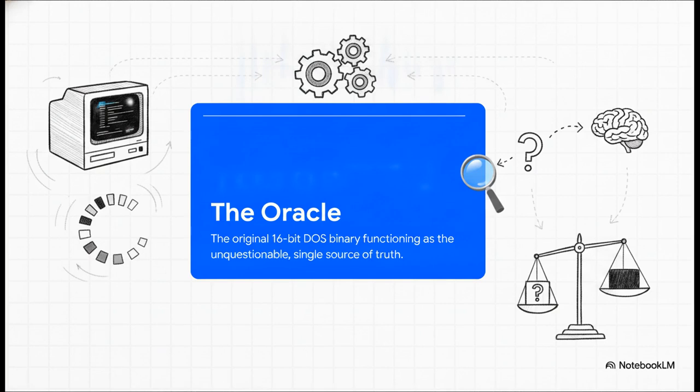Sitting right inside this custom VM is what the project calls the Oracle. The Oracle is the original 16-bit DOS binary, and it functions as the unquestionable single source of truth. This is actually the core philosophical rule of the entire project. When the AI writes a clean, native routine to replace some old code, that new code is merely a hypothesis. And it remains just a hypothesis until it perfectly matches the exact behavior of the Oracle.